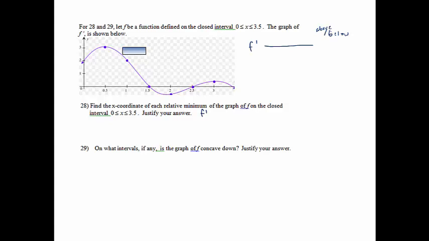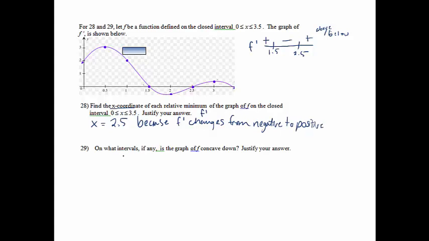So if I'm looking at this, I notice I change from being above and below at 1.5 and again at 2.5. Okay, my picture is above the x-axis till I get to 1.5. It's below the x-axis until 2.5, and it is above after that. So if I would like to find a minimum, I know minimums occur where f prime changes from negative to positive. So when it says the x-coordinate of each relative minimum, that would be occurring at x equals 2.5. And justifying my answer would be because at that spot, f prime changes from negative to positive.